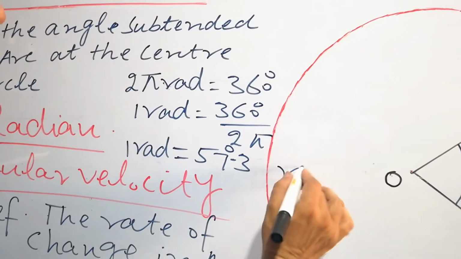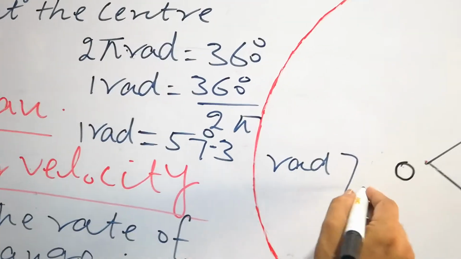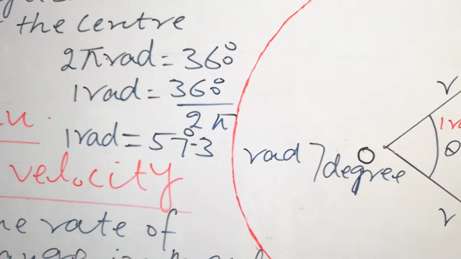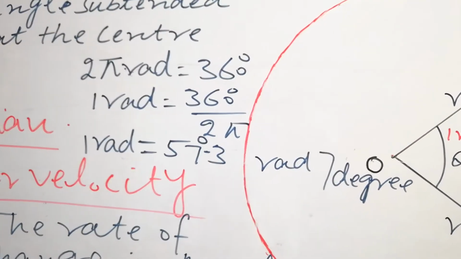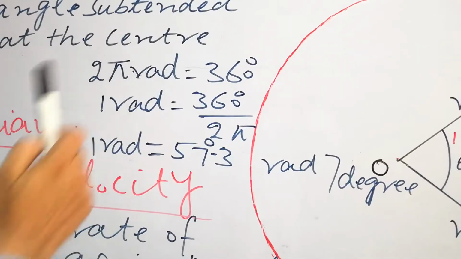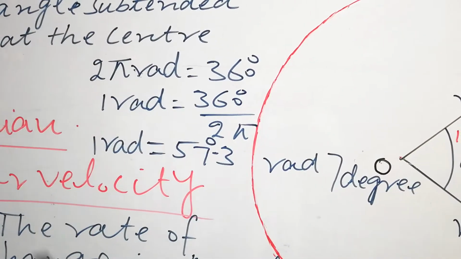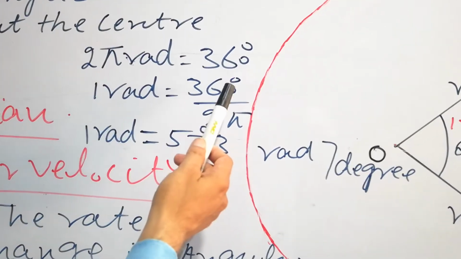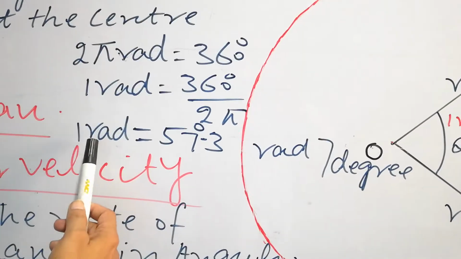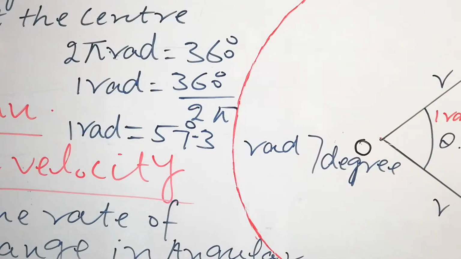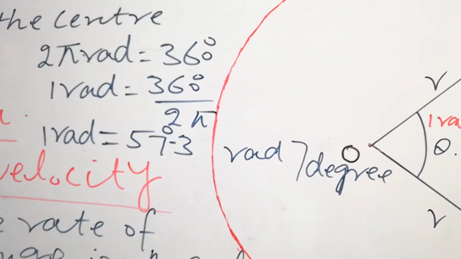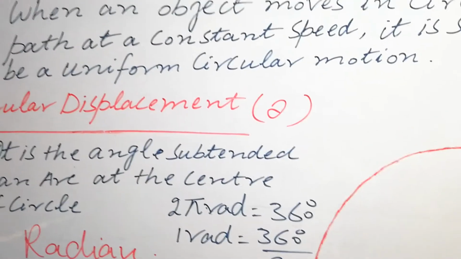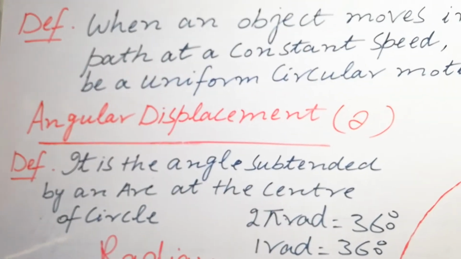What it shows? It shows that radian is greater than degree. Look at the case here, students. 2 pi radian, that is the angular displacement, and it is equal to 360 degree in one circle. 1 radian is equal to 360 degree divided by 2 pi, and 1 radian is equal to 57.3 degree. It shows that radian is greater than degree.